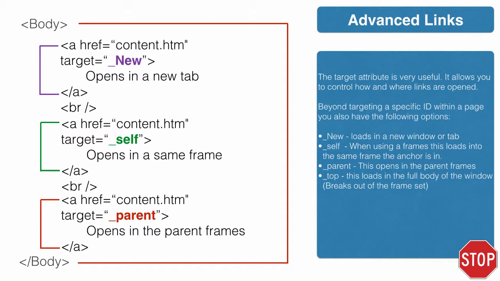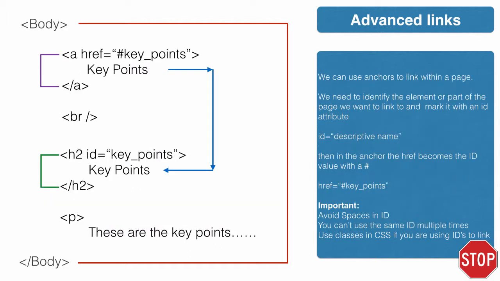For example, if we go target equals _new, this is going to open the target site in a new either tab if it's a tab browser, or window if it's not a tab browser. If we go target equals _self, it will open it in the same frame. And if we're still working with frames and we go target equals _parent, it will open it in the parent frame.